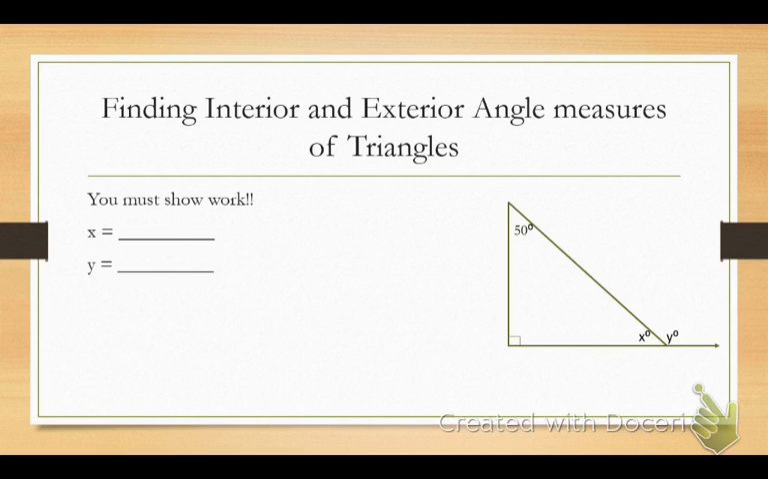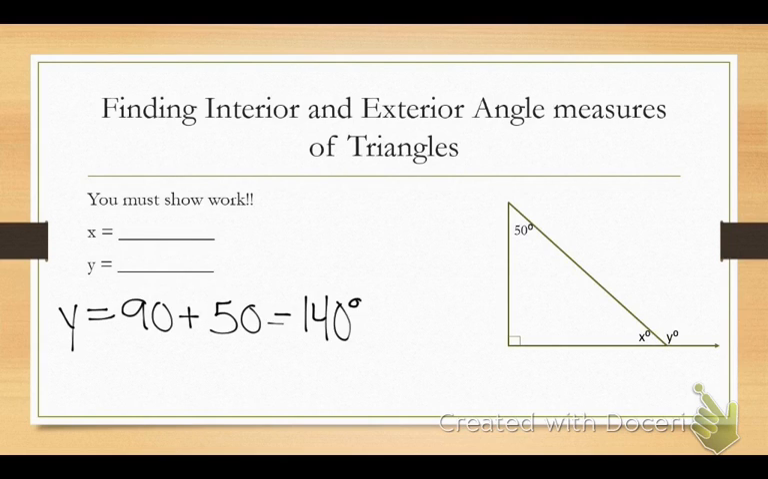Yep, that's exactly right. Did you do that in your head? Absolutely, you can do it in your head. And you just show the work. Okay? Y equals 90 plus 50. Add the 2 interior angles that are not connected. Y equals 140.